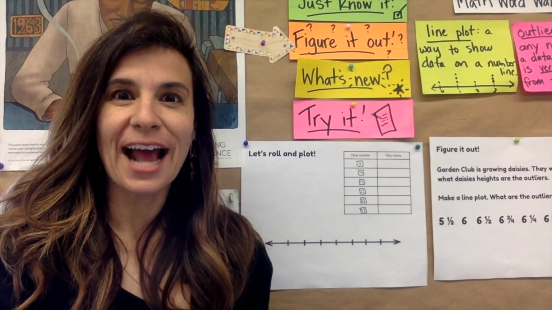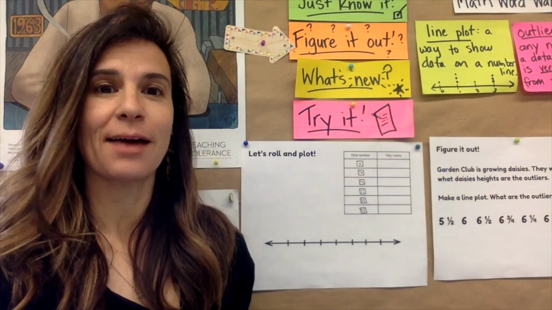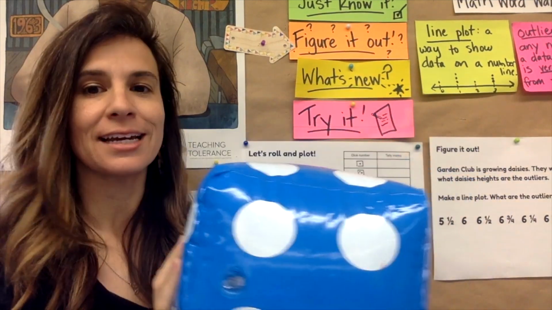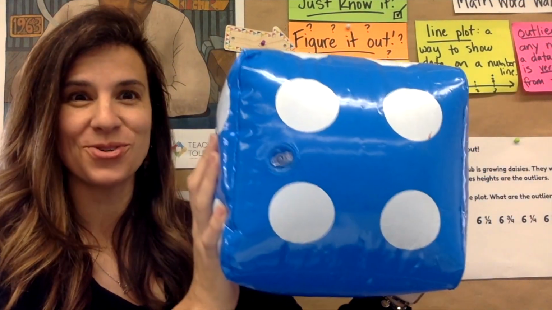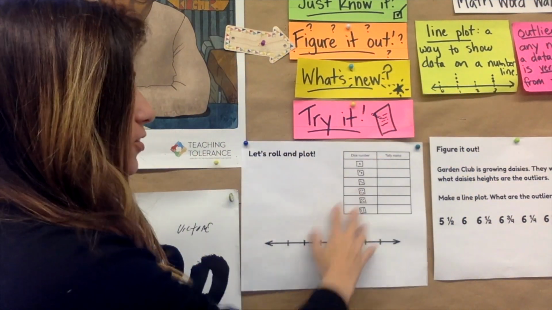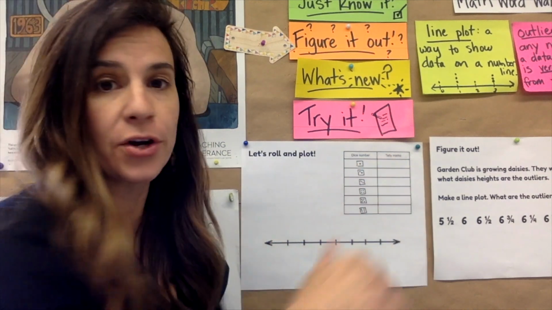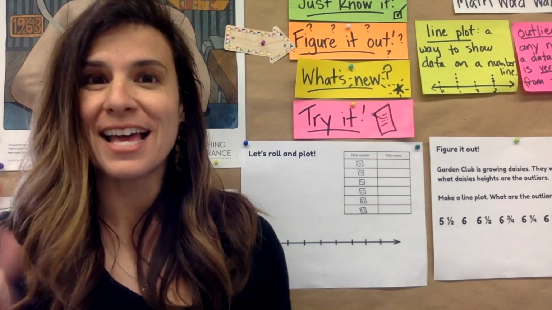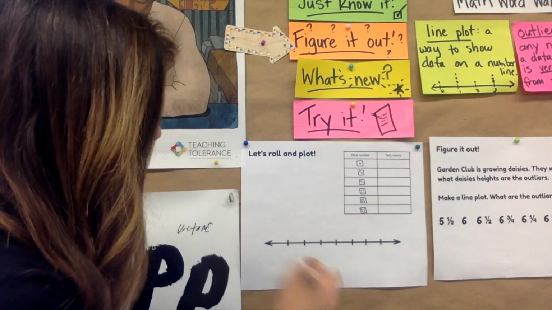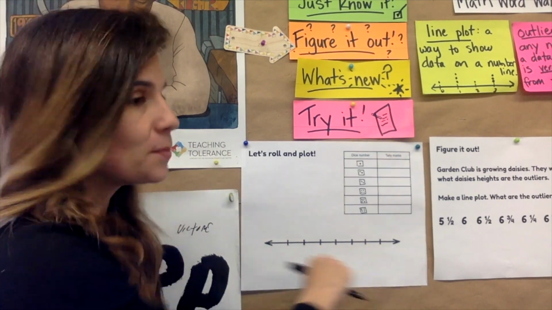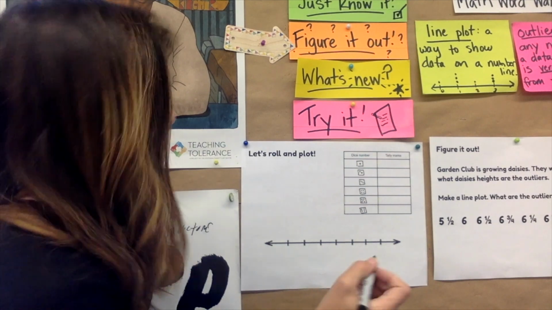All right, for figure it out, I have this big dice here, and I'm going to throw it up in the air, and whatever lands on the side that you can see, we're going to plot on our chart. So we're going to keep track with tally marks, and we're also going to plot on our number line. So the first thing we need to do is make our number line. I already have a number line ready for me, but you can just draw it at home if you have a piece of paper.